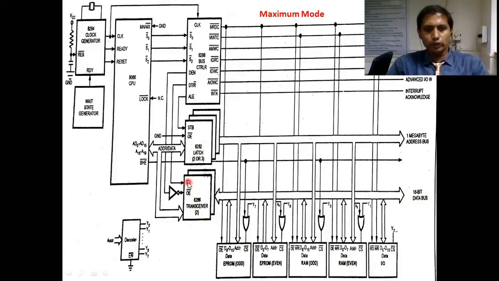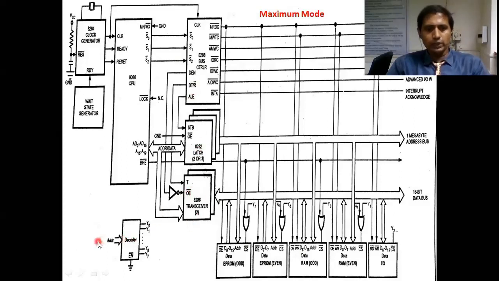Similarly, the transceiver also has two pins, T and OE bar. T is connected to DT by R bar and OE bar is connected to DEN. In 8086 we have DEN bar, whereas in 8288 we have DEN. That's why DEN is connected to a NOT gate, and the output of the NOT gate is connected to OE bar. For example, DEN is 1, so the NOT output is 0. Giving 0 to OE bar will activate it. Like that these two are controlled by the bus controller.